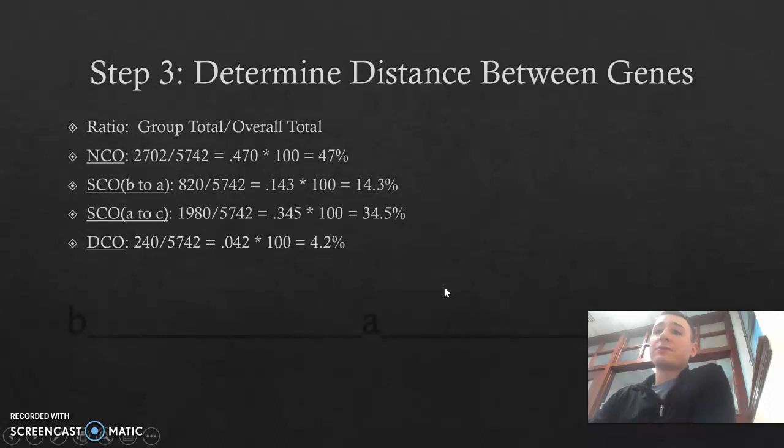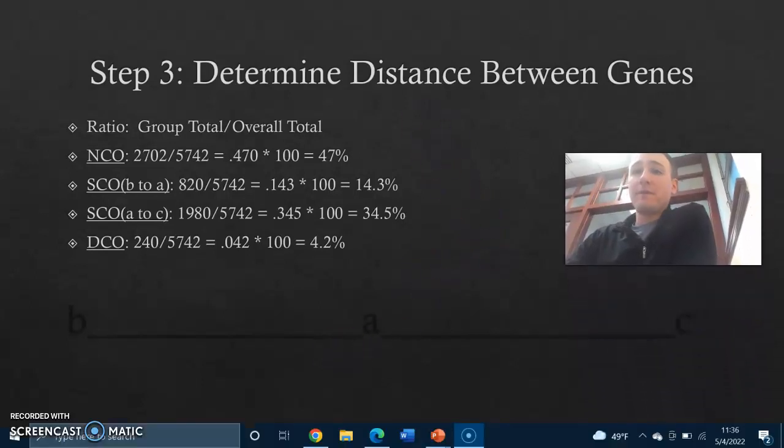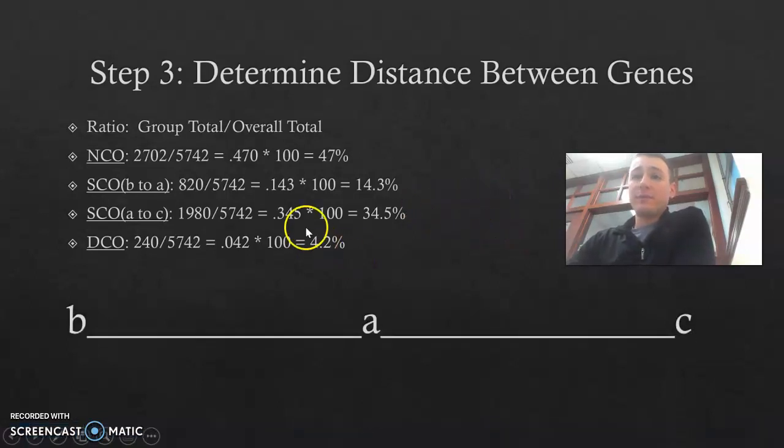So if you go to step 3, determine the distances between genes. So this is going to be a ratio. It's going to be the group total to the overall total. So if you look there, I'll talk about just the NCO one. That's a 270, that is the group total, and then the overall total is that 5742, which gets you 0.47, times it by 100, and you get your percentages, the same thing for each of the other 3 as well.